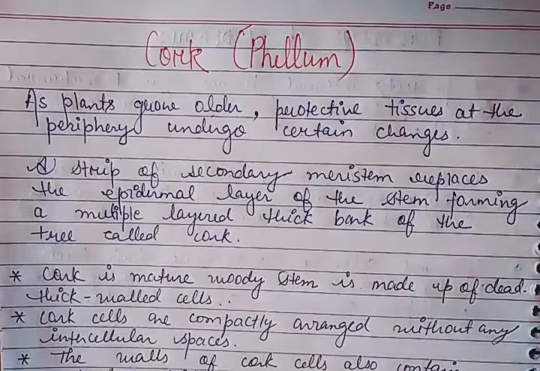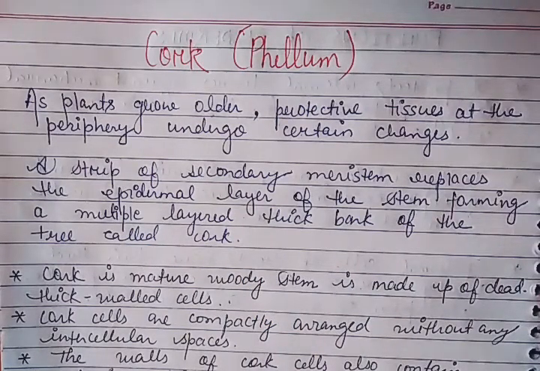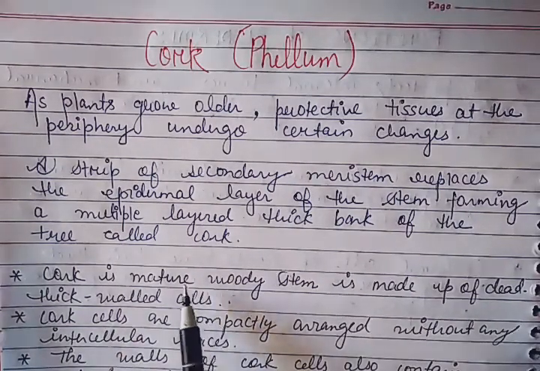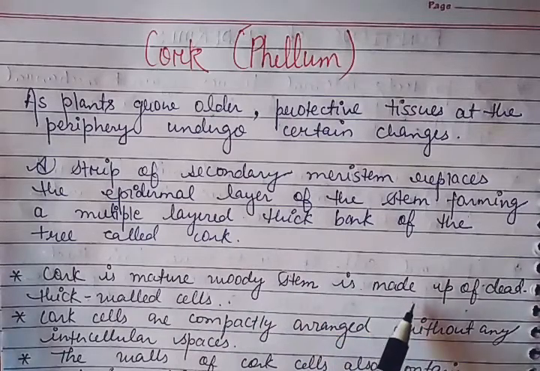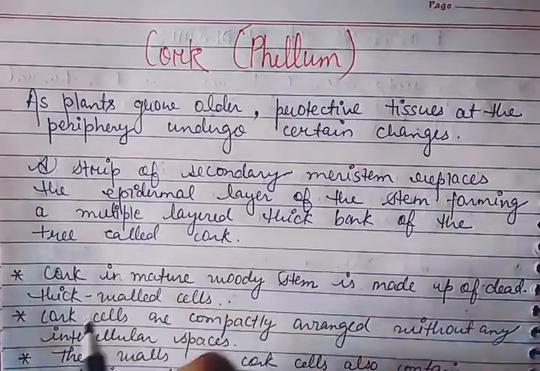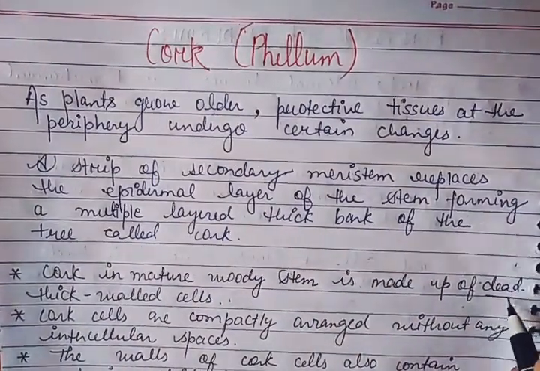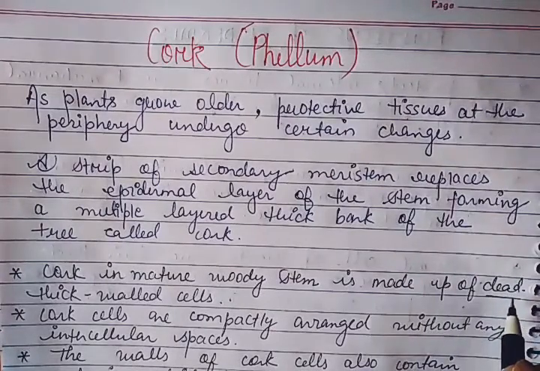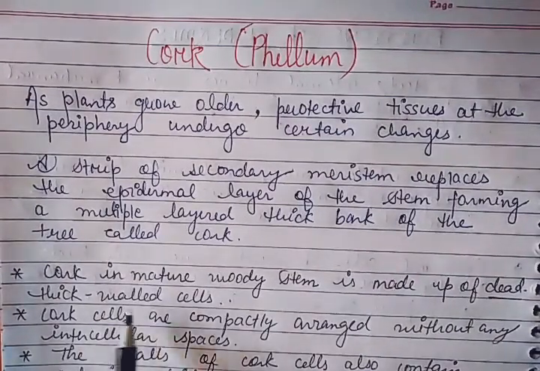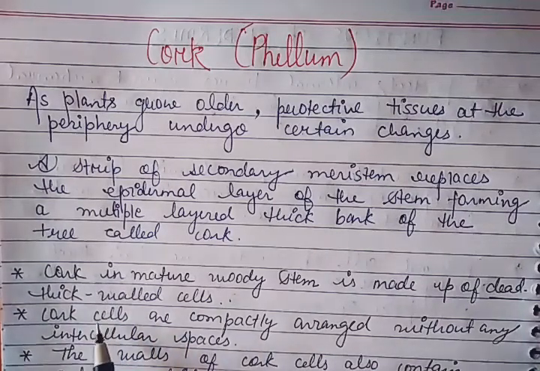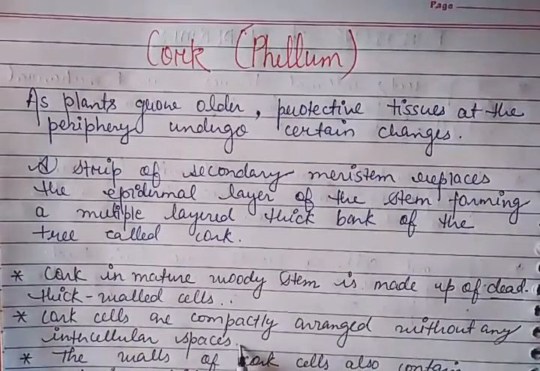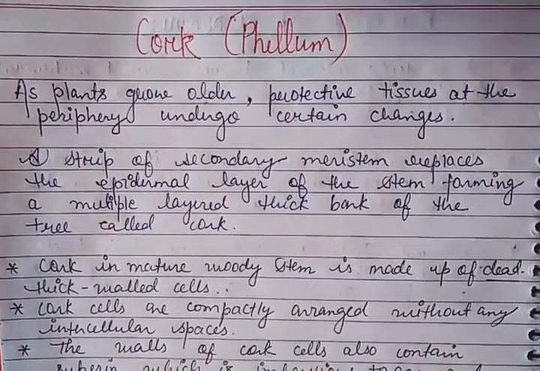As you would have seen in the old trees, there is a thick layer found on the trunk of the trees, and that is called cork, and commonly it is known as bark. In the mature woody stem, the cork is made up of dead cells, and the walls of those cells are very, very thick. Now cork cells are compactly arranged without any intercellular space because they are protective in nature.